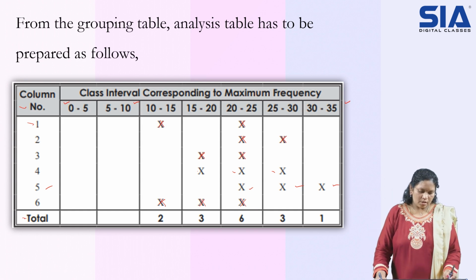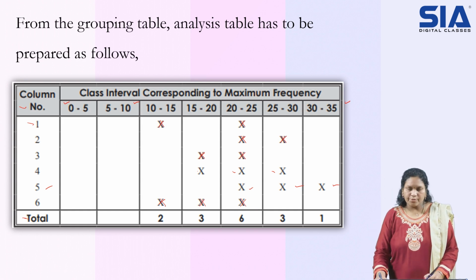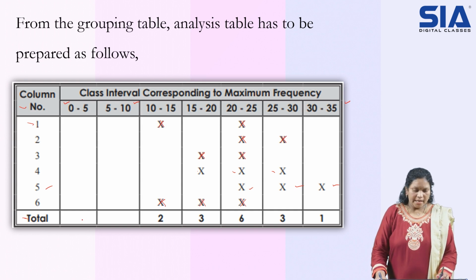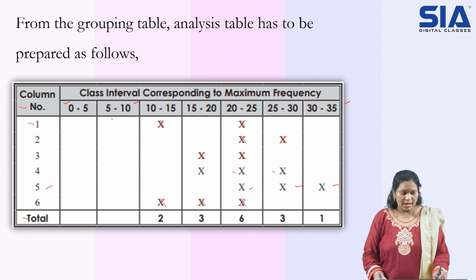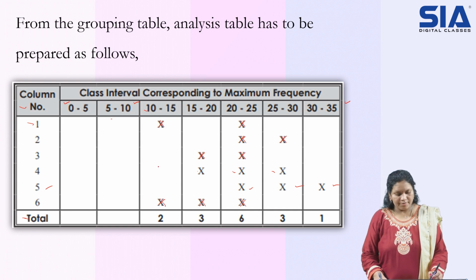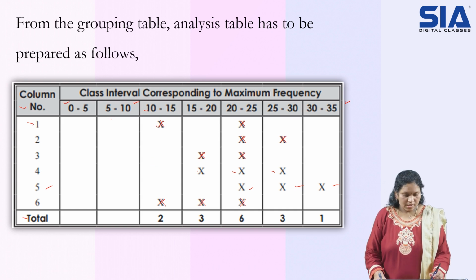Now go for the total values. Total how to do? In first column any cross marks are there? No. So there is nothing to add. Leave that column. Go for the second column 5 to 10. Any values are there to add up? No. So simply leave that column. Now let us go for the third column. What we have here? Two values we have. So that is for first one cross mark here, one cross mark here. So two values we have, write it down as 2.